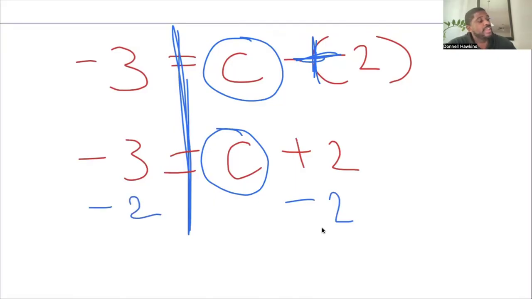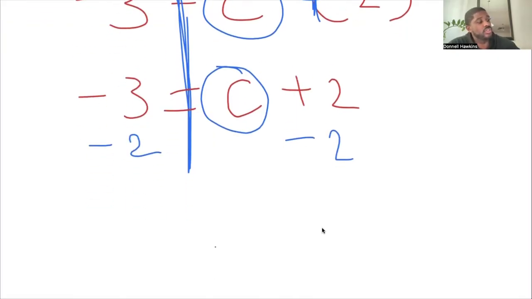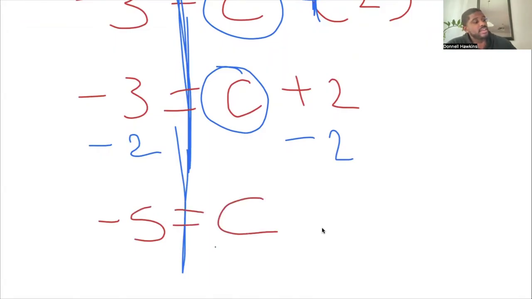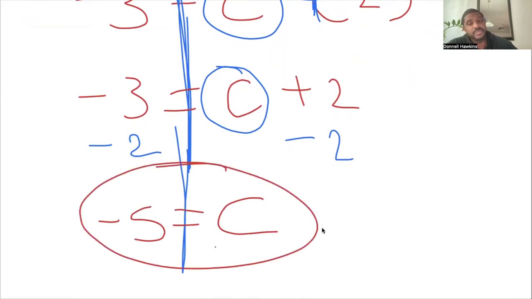Now, again, the integer rules still count. So if I got two negative numbers, -3 minus 2, that's -5. Make sure you know your integer rules. You know how to add and subtract positive and negative numbers. C is by itself. -5 equals C. And that's pretty much it. So hopefully from these 3 exercises, you understand what to do.